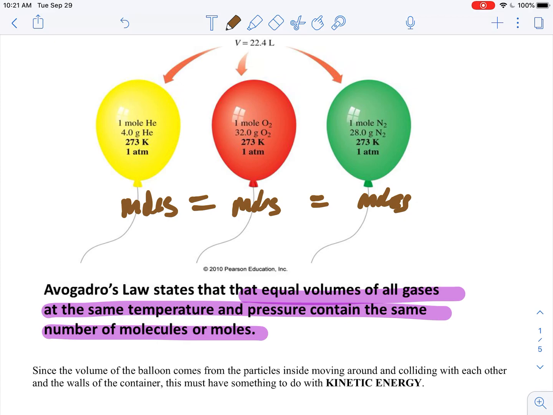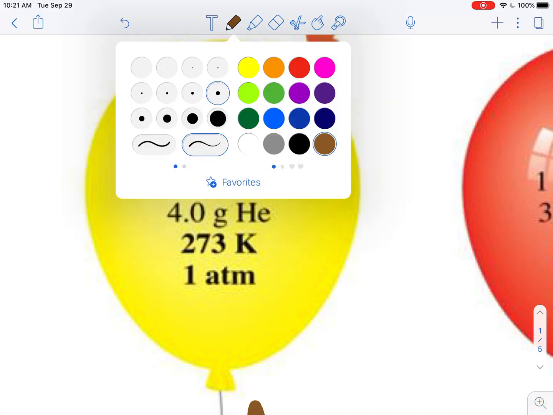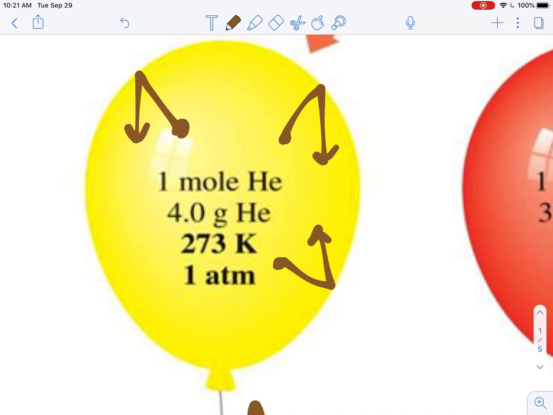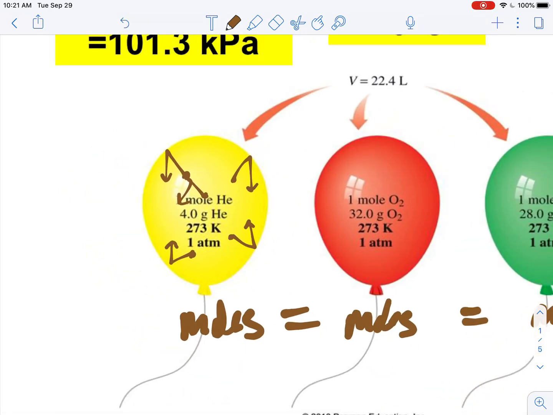Now, as far as the why and the how of everything that's going on, this is a little bit goofy, because if you think about it, where does the volume of this balloon come from? Well, the volume of a balloon comes from the fact that we've got a particle that is hitting the balloon and bouncing off and giving it some kinetic energy. So these gas particles are hitting the balloon, and hitting each other, and eventually causing a force or a transfer of energy so that the balloon goes to a particular size.